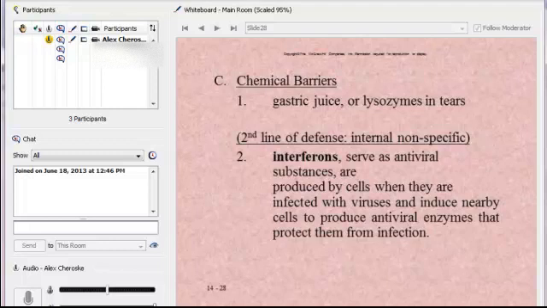Alright. So where we left off last time is we were going through those 3 lines of defense. And again, like I said, that's one of the easiest ways, I find, to organize my thoughts about the immune system. Keep thinking those 3 lines of defense. First one is exterior and non-specific, then interior and non-specific, and then the third one is going to be interior and specific.